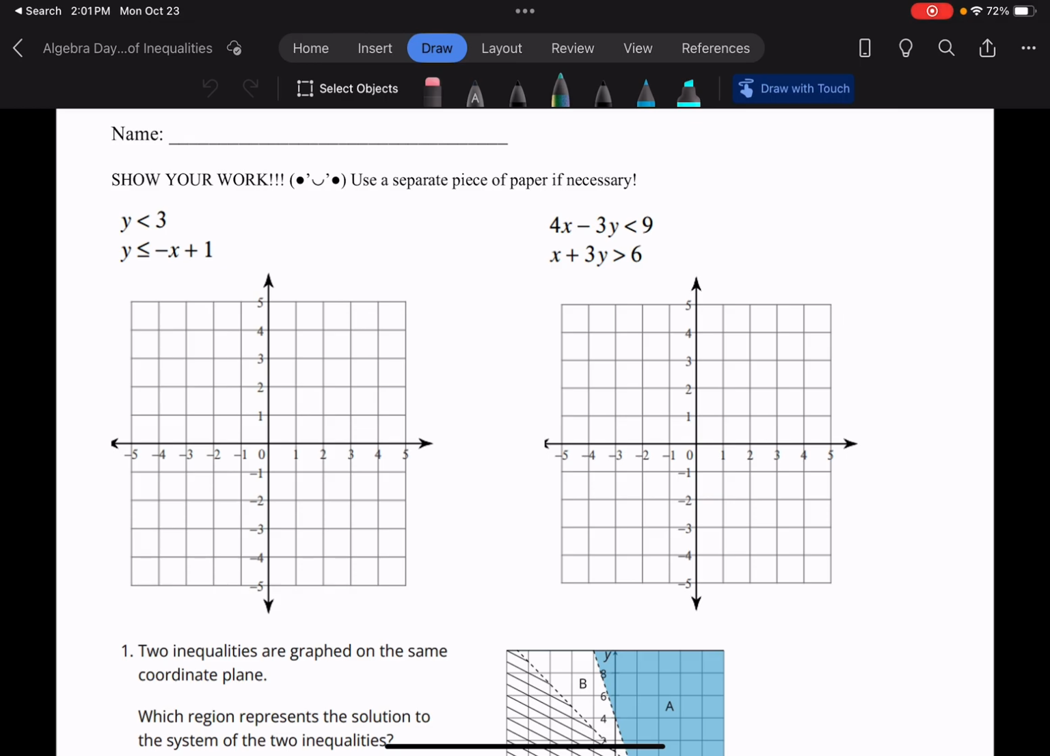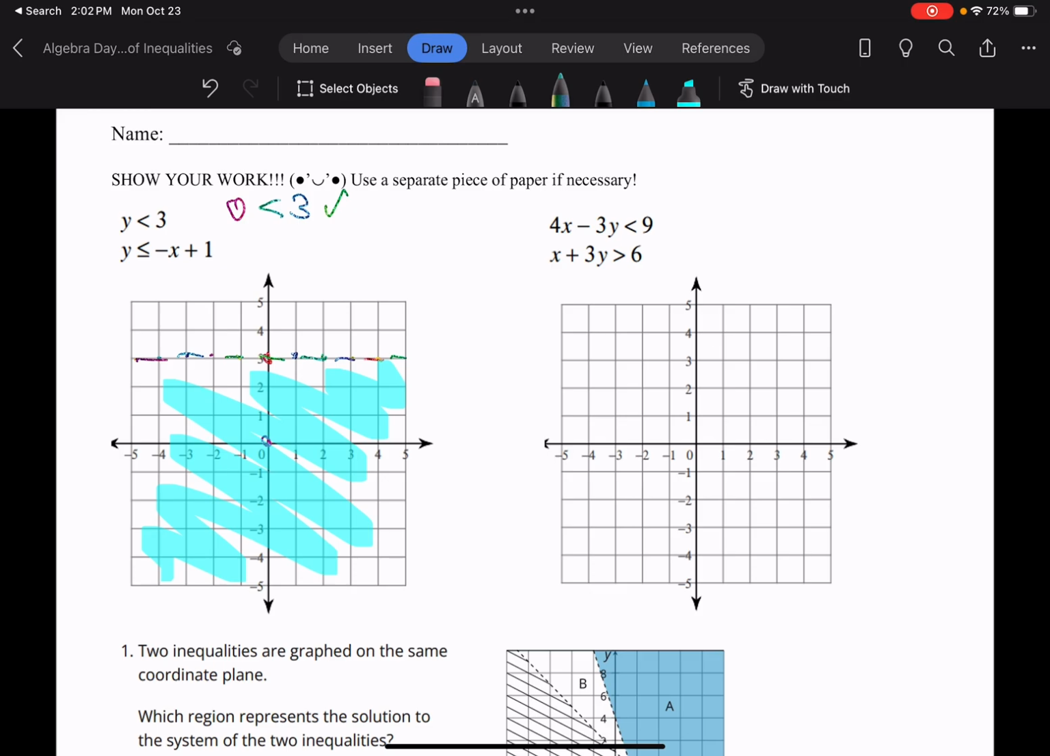So y is less than or equal to 3 means that we're looking at a boundary where y equals 3. So my dot would be across anywhere that y would equal 3, which is therefore going to form a horizontal line. Now this is less than, so it's going to be a dotted line. And it's less than, so if I plug in the point 0, 0, 0 is less than 3, that is true. And so that tells me that I'm going to shade this underneath the line.